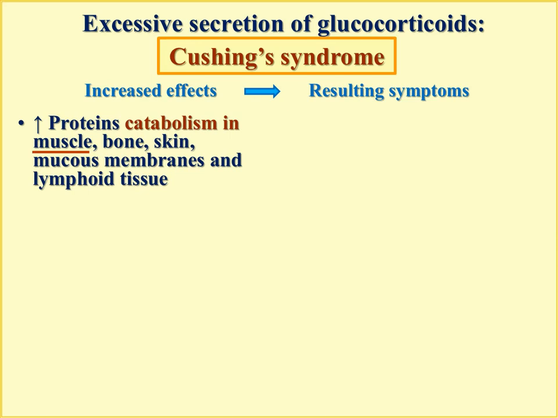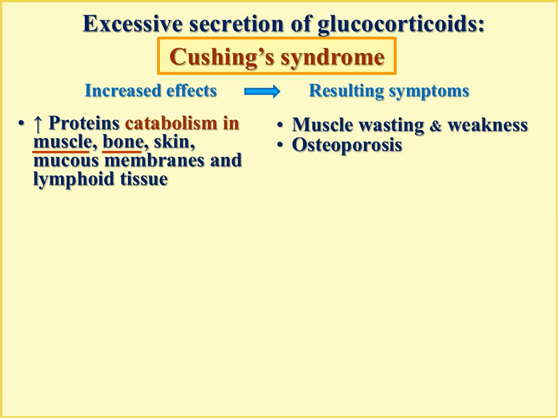But long-term increase of cortisol produces finally serious catabolism of proteins in a muscle. So muscles become smaller even in size, muscle wasting, and they become very weak. So this is a classical resulting symptom. Then bone. Due to long-term excess of cortisol, bones become very fragile and become fractured easily due to osteoporosis, rarefying of the structure of bones.